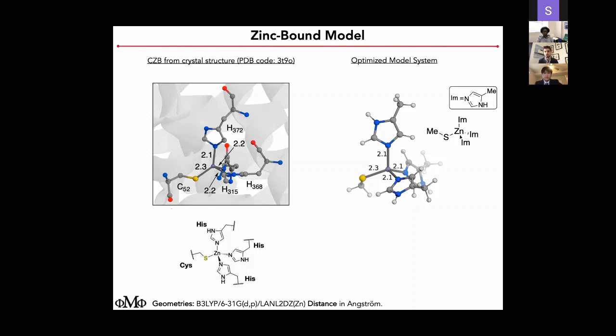So what we've done here in our model system is that we removed our 3 histidine residues and we replaced them with imidazoles, and then we removed our cysteine residue and replaced it with a methane thiol. But upon optimization, we can see that we have consistencies between our general bond lengths, between that of the zinc to the nitrogen, our imidazoles, and of our zinc to our thiol in the methane thiol.